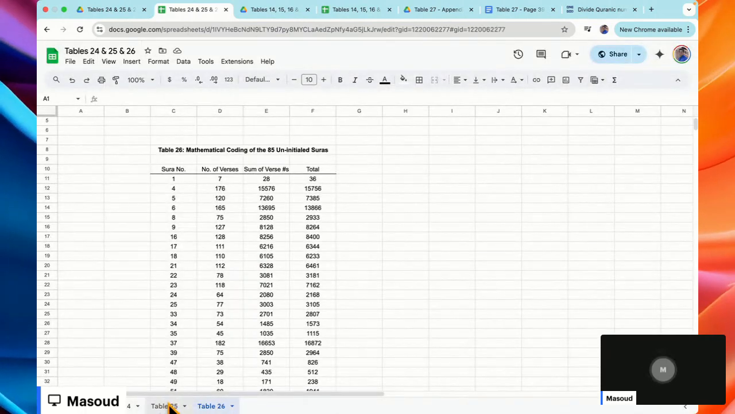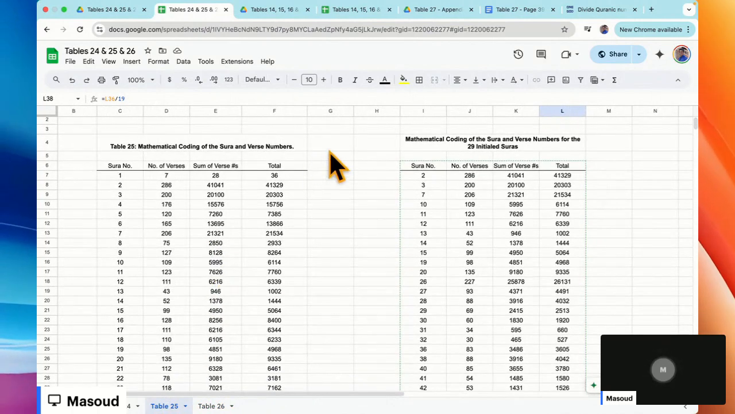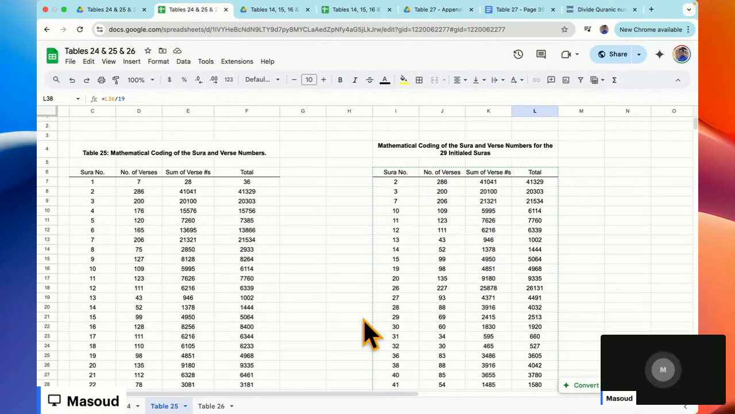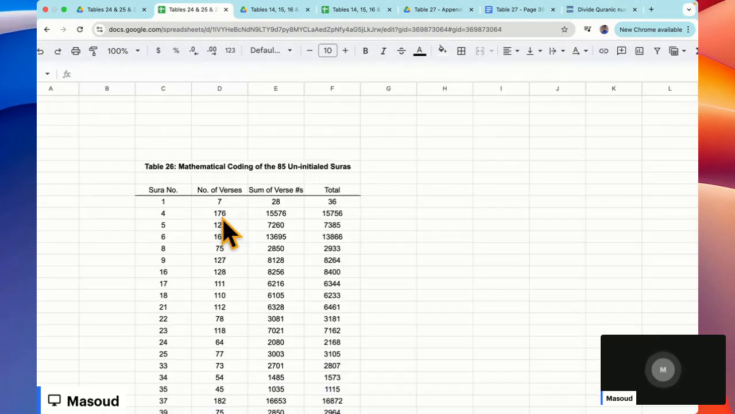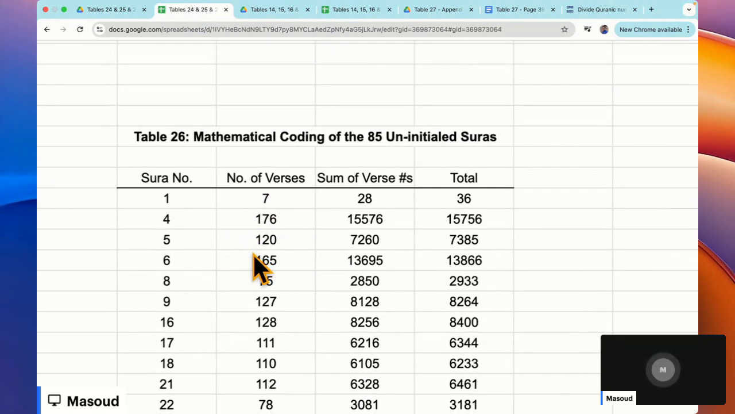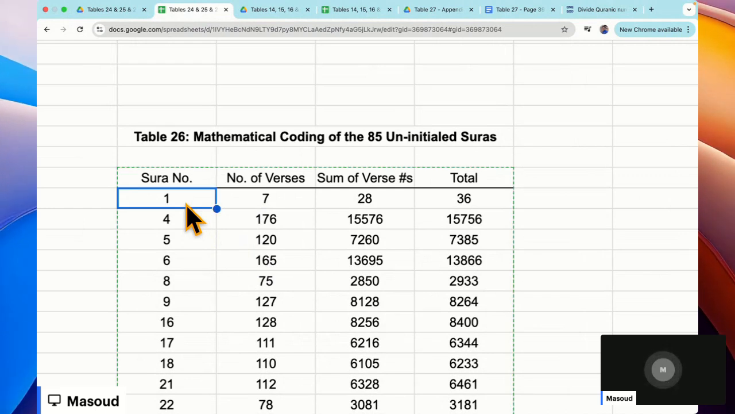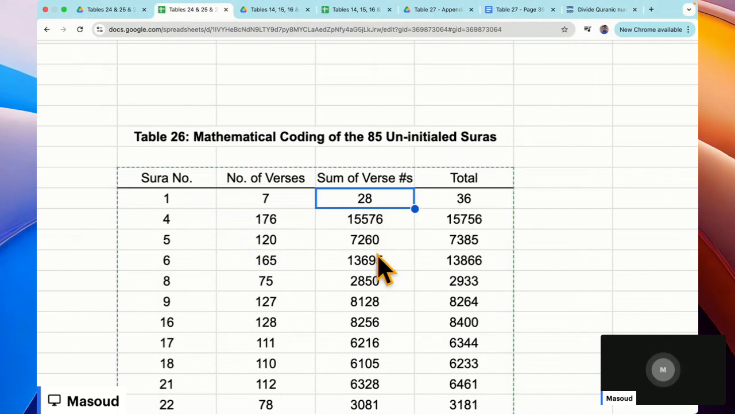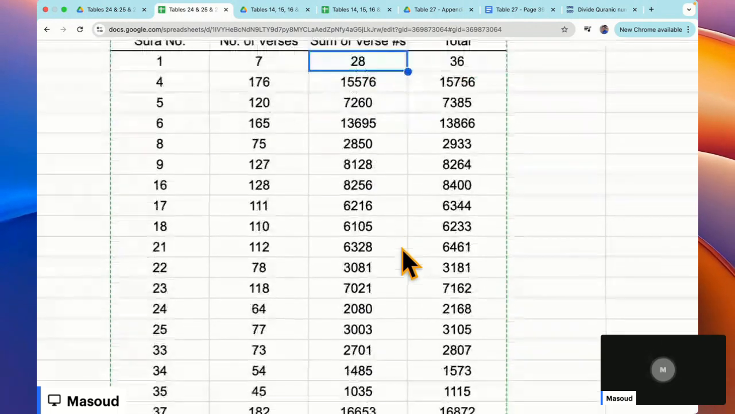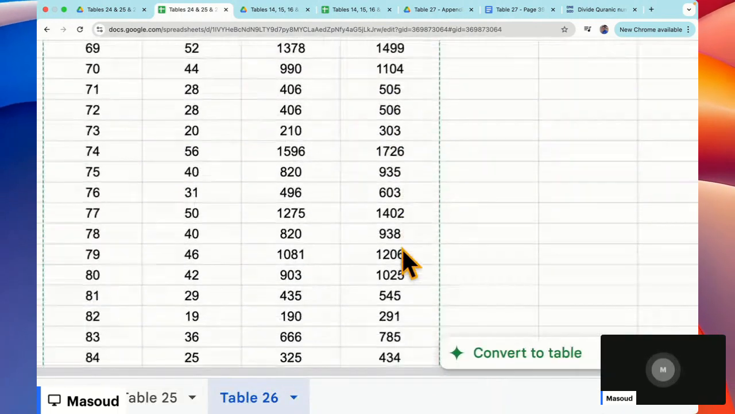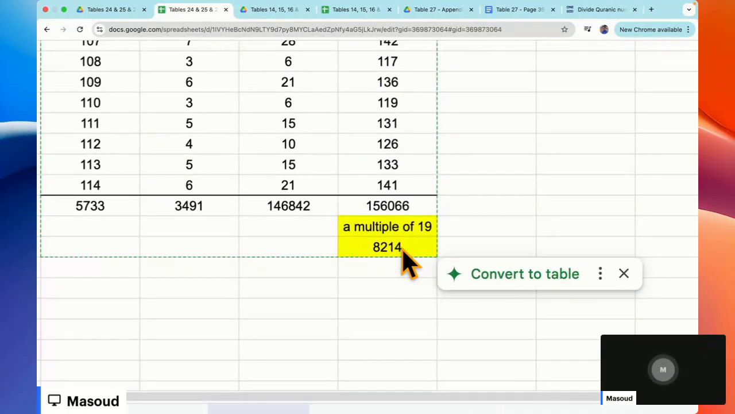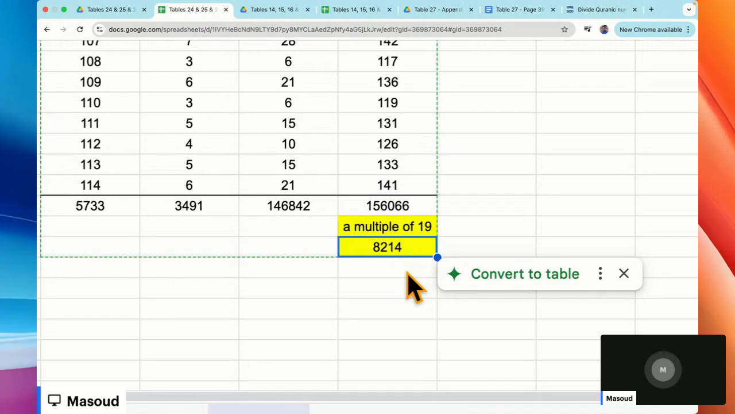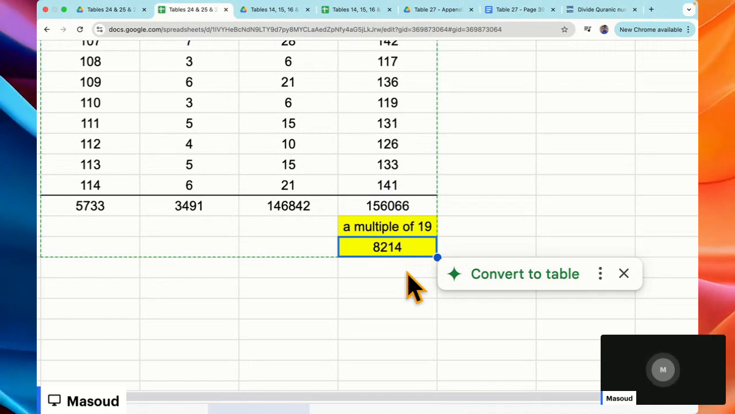So basically, table 25 was the whole Quran. Table 16 that we had, that I have reproduced here, is for the initial surahs, and table 26 is for the uninitial surahs of the Quran. So we have again surah number for the uninitial surahs, number of verses of those uninitial surahs, and sum of verses of those uninitial surahs. All these numbers, if you add them up, you would come with a number which is a multiple of 19: 19 times 8,214, and that's absolutely fantastic.